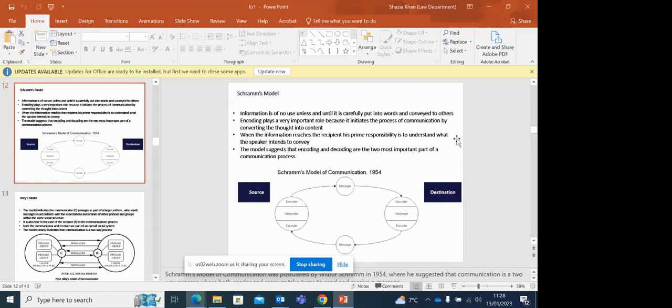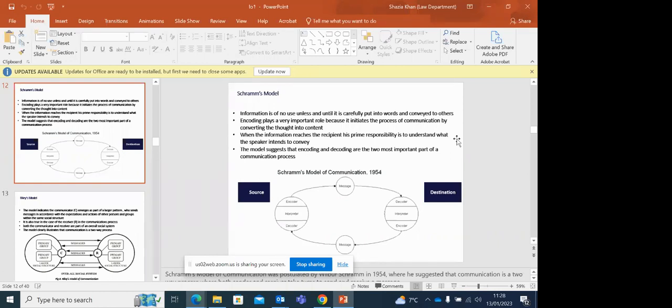What does encoding mean? Does anyone know what encoding means? Yeah, it's trying to convert anything into a coded form, like using a different technique to transmit any sort of information.